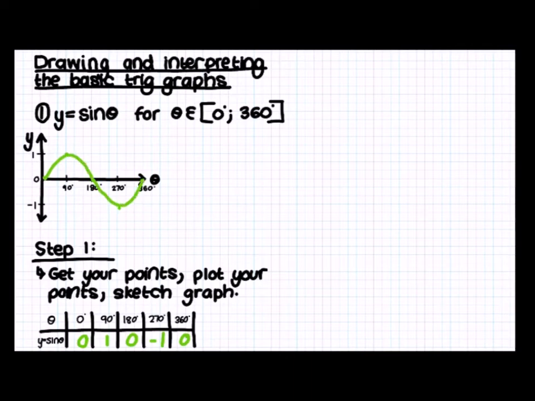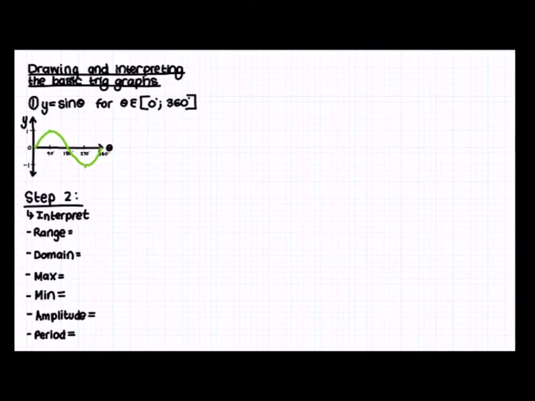Okay, there we go. So that's the shape for the sine graph. Now that we've drawn the sine graph, we can start answering some of the interpretation questions. Honestly, I think this is the easiest part because you're just reading off of the graph. So if we start with range, the range, as we know, is the possible y values. So as before, we can see it ranges from 1 to -1. So that's our range.